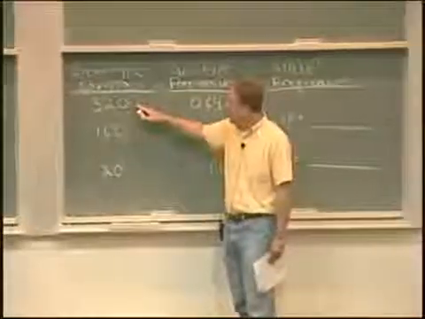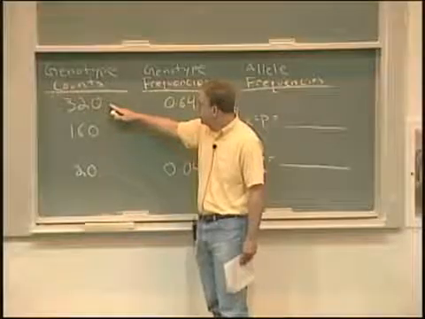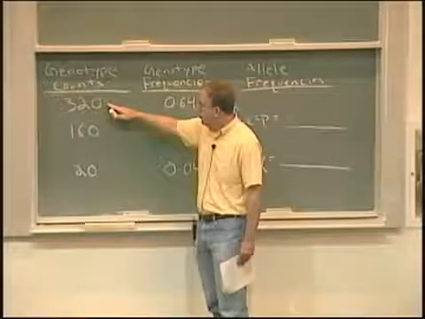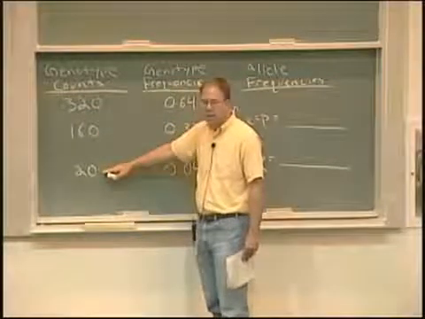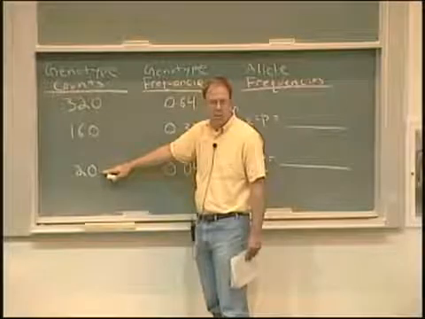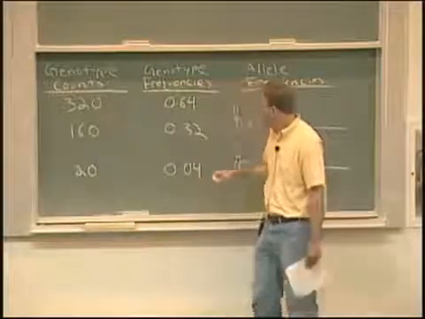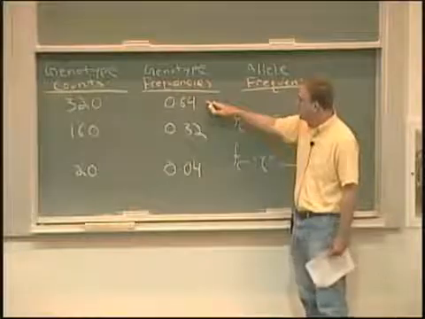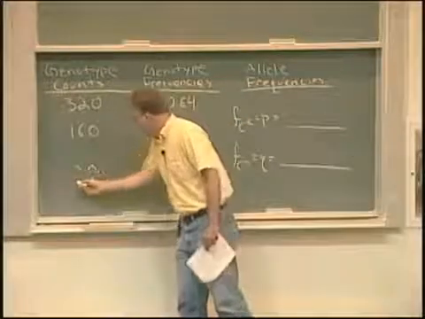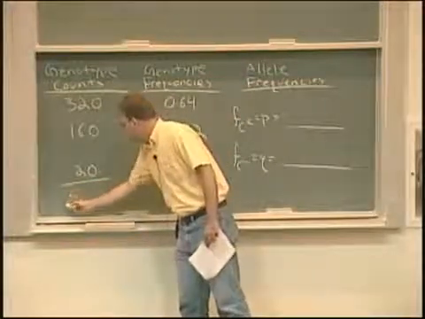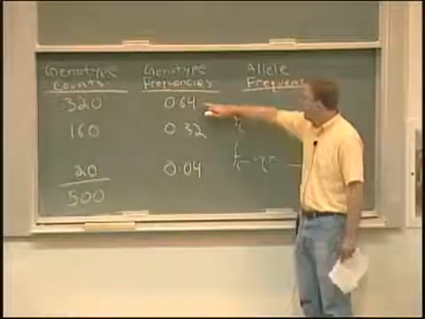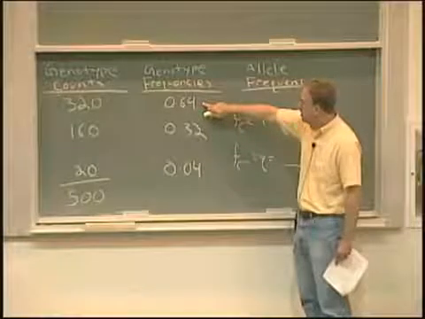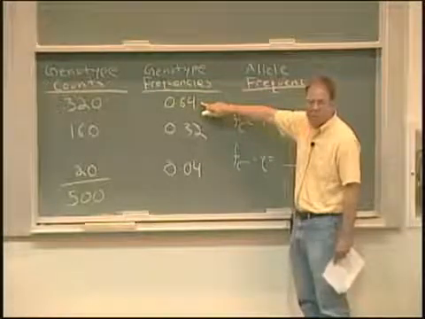Now we're actually looking at a population, some population of flowers. You go out in the field and you count 320 individuals that are red, or have the CR CR genotype, 160 individuals that are heterozygous, and 20 individuals that are homozygous for the CW allele. From these, you can pretty easily calculate the genotype frequencies. The total number of individuals you counted is 500, true? And so the frequency of the CR genotype is just 320 divided by 500.